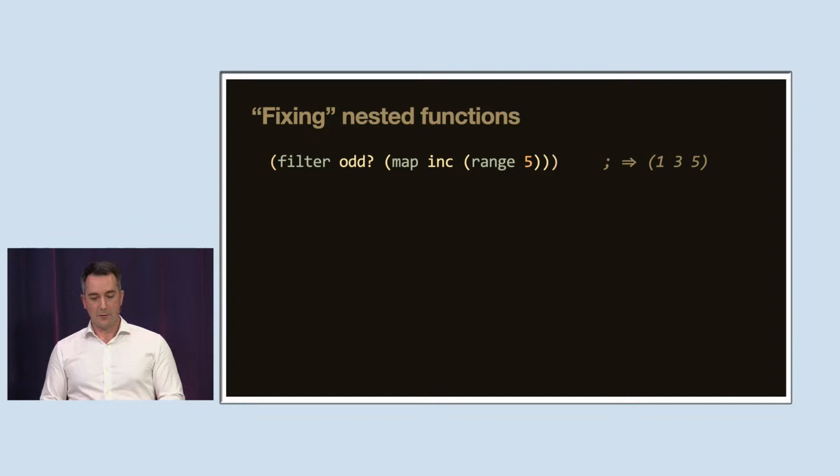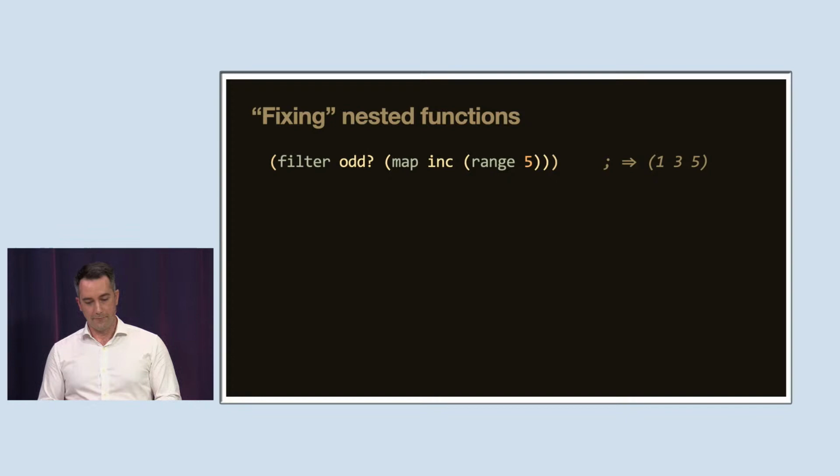So we'd start by evaluating range 5, which would give us a sequence 0, 1, 2, 3, 4. Then we apply the increment function with map. So we map it across each of the elements in the sequence, giving us 1, 2, 3, 4, 5. And then we filter using the odd predicate, so only letting the odd numbers through in the end, which gives us the output 1, 3, and 5.